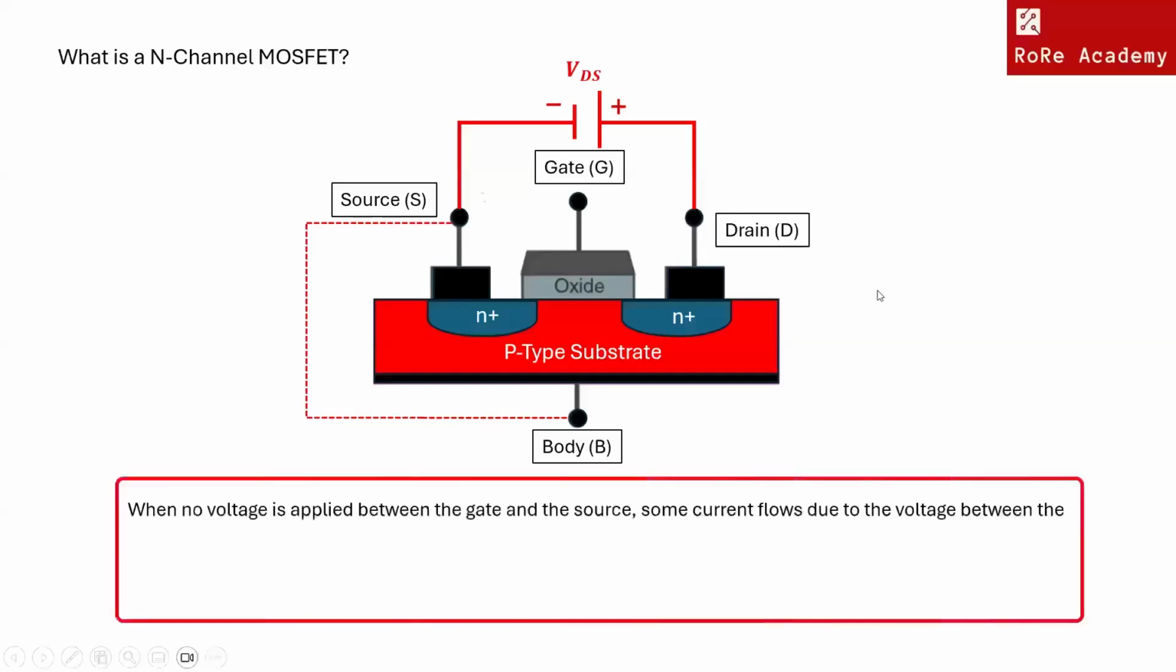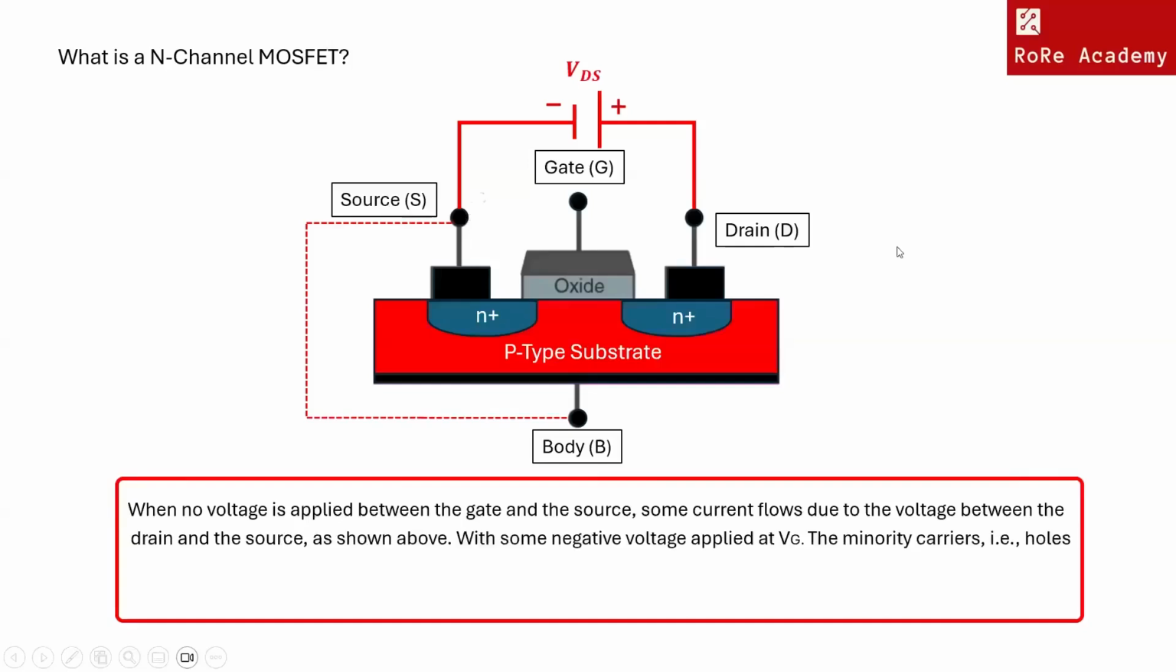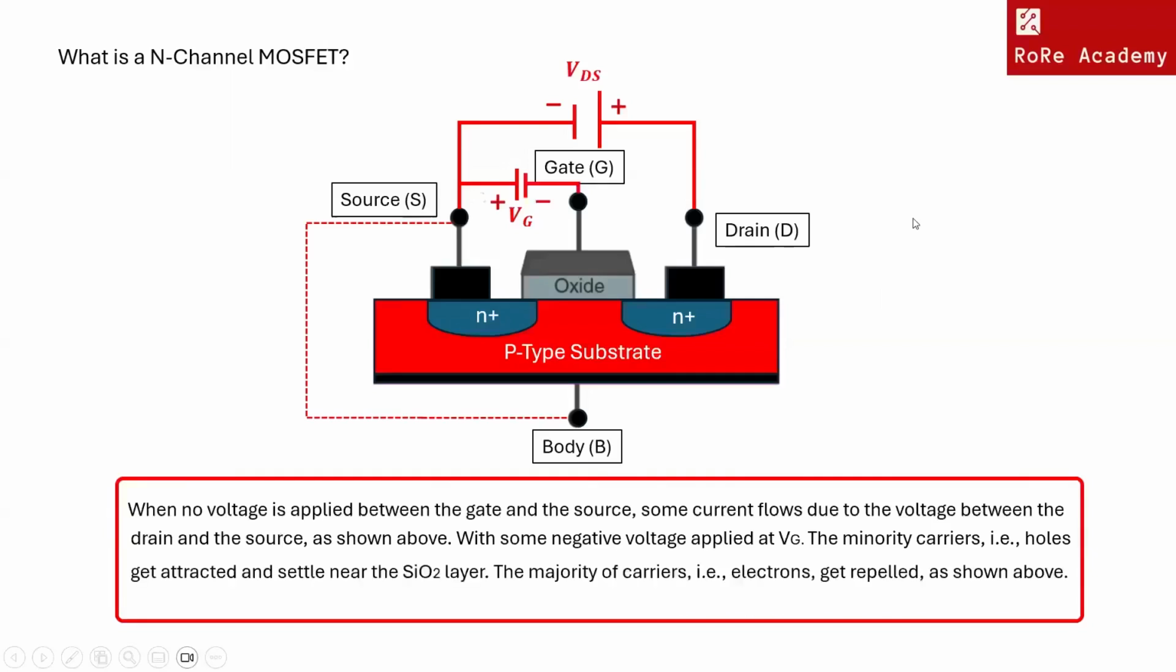When no voltage is applied between the gate and the source, some current flows due to the voltage between the drain and the source, as shown above. Let some negative voltage be applied at VG. Then the minority carriers, i.e. holes, get attracted and settle near the silicon oxide layer. But the majority carriers, i.e. electrons, get repelled. With some negative potential at VG, a certain amount of drain current ID flows from source to drain.